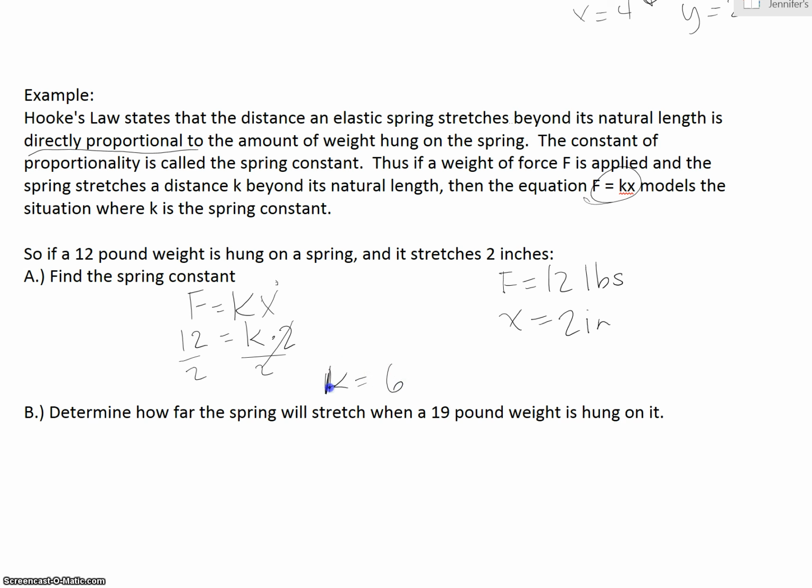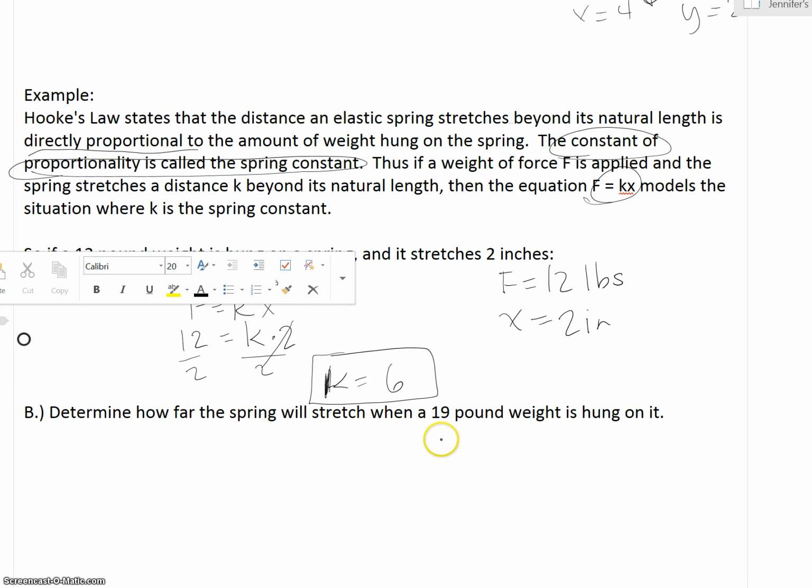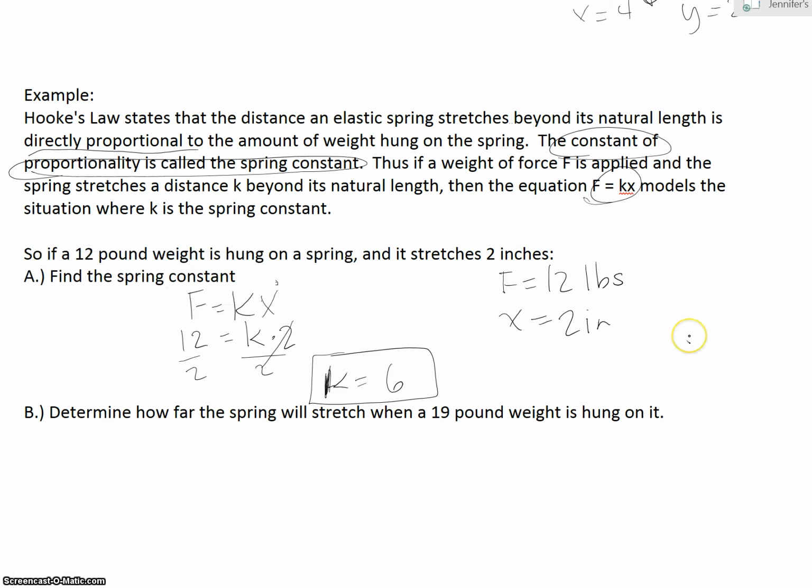So that's the spring constant, the constant of proportionality that they wrote up here. In this situation, they called it a spring constant. Okay, so the question is, determine how far the spring will stretch when a 19-pound weight is hung on it. So here's the deal. Once you know that constant of proportionality, which is this part right here, well, then you can take your equation that they gave you.